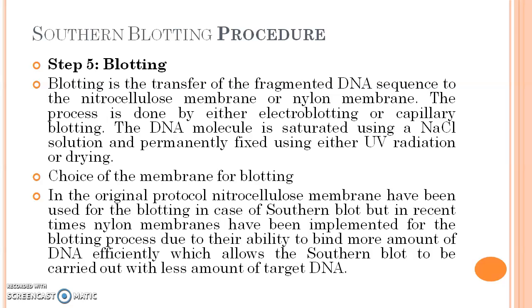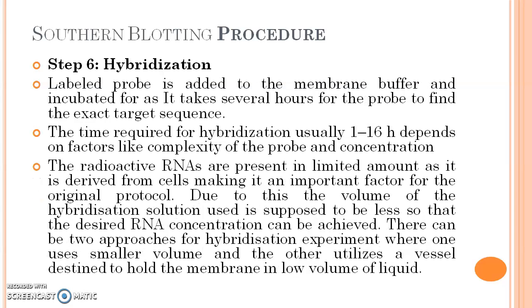Choice of the membrane for blotting. In the original protocol, nitrocellulose membrane was used for blotting in the case of Southern blot, but in recent times, nylon membranes have been implemented for the blotting process due to their ability to bind more DNA efficiently, which allows the Southern blot to be carried out with a smaller amount of target DNA.